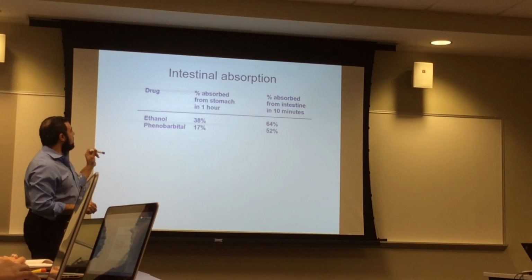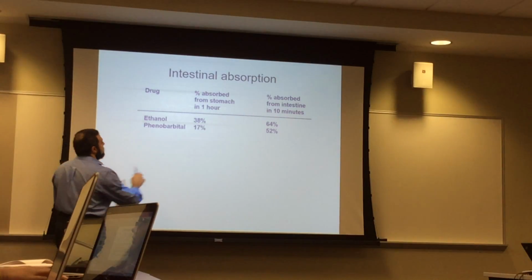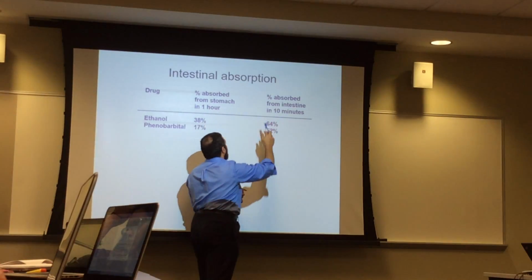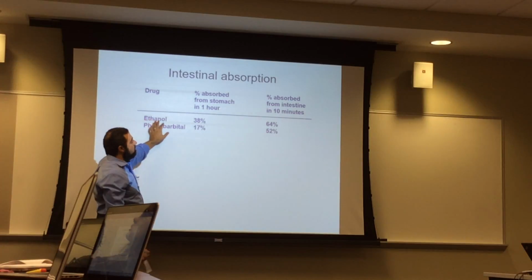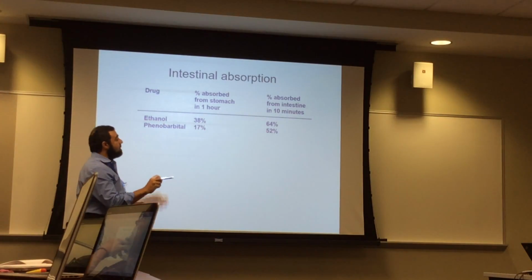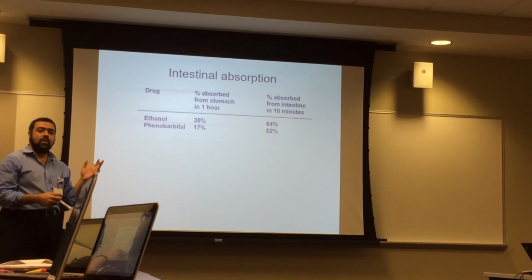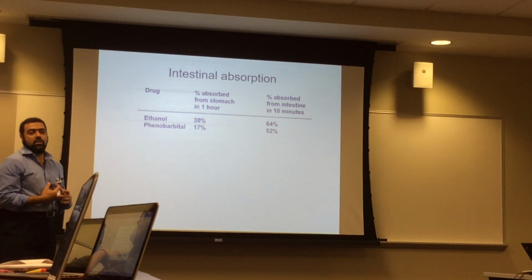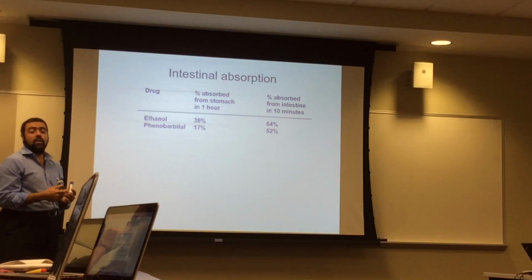So this is another example, intestinal absorption. This is how much of the drug is absorbed in 1 hour versus how much gets absorbed in 10 minutes in the intestine. So in 1 hour from the stomach, you get 38% from ethanol, but if you go to the intestine, within 10 minutes, double this amount gets absorbed. Why? Can you guess why? It's mostly done by diffusion. So what's the difference between stomach and intestine? Surface area. It's a very large surface area.